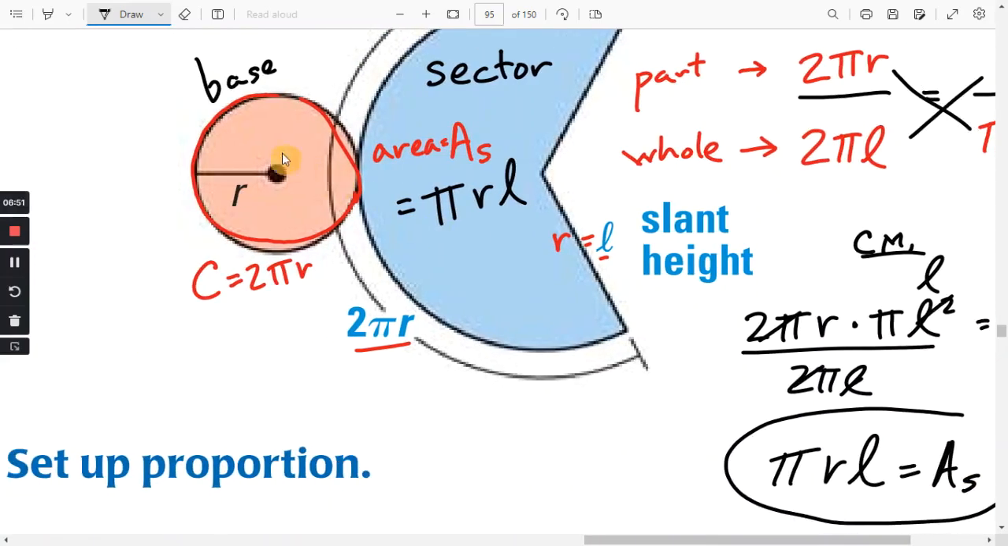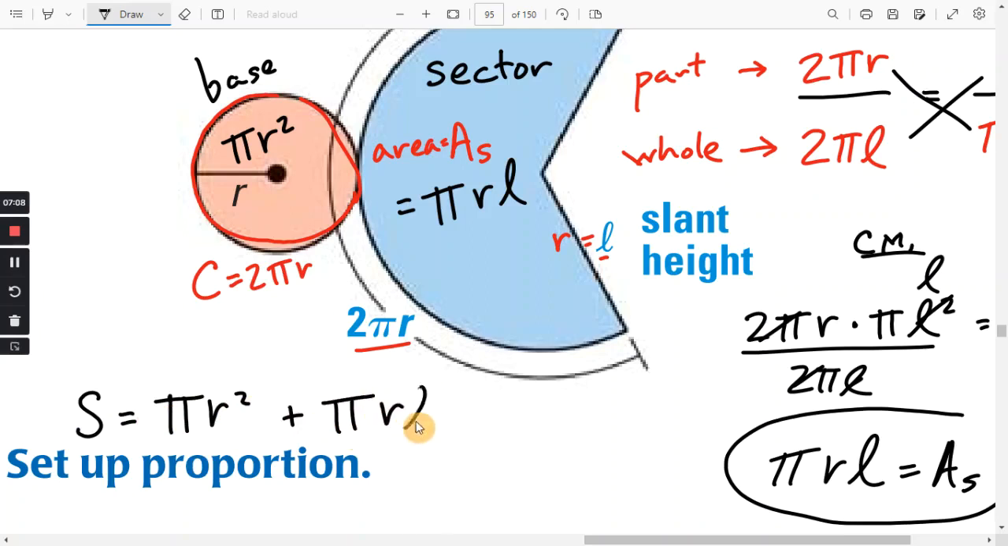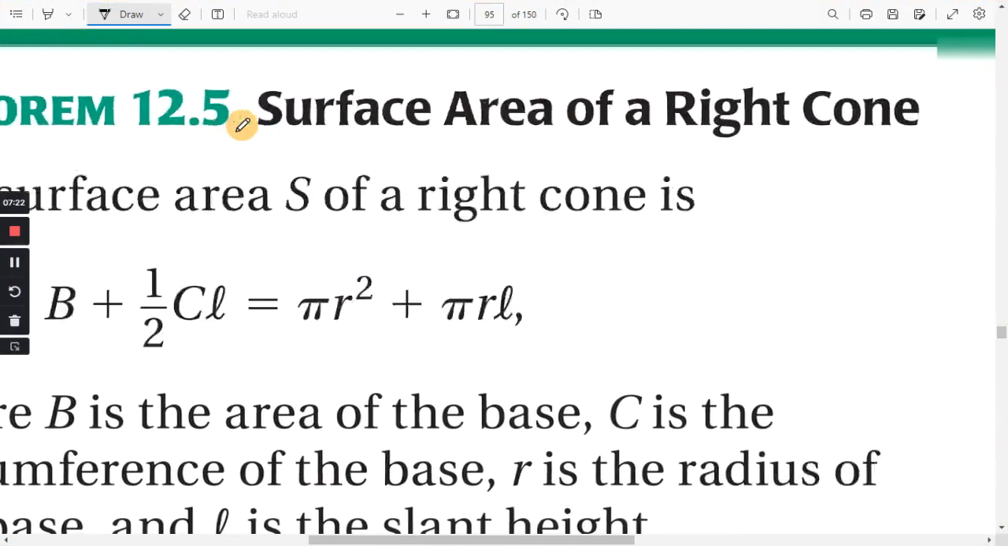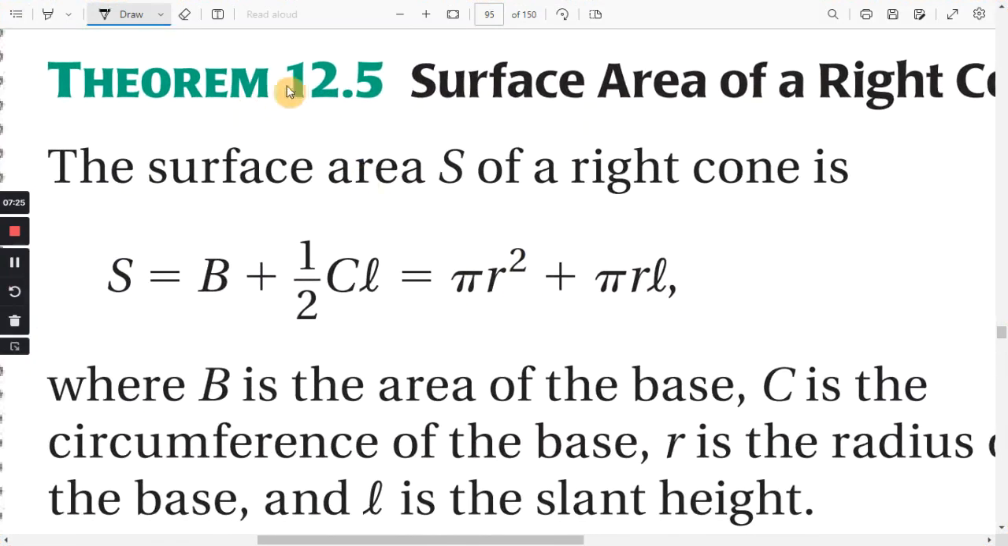Okay, and we know the area of the circle base is pi r squared. So now we're in business. The surface area is going to be pi r squared plus pi RL. And that right there is the surface area for a cone. So that's what they say here, surface area of a right cone. Surface area is B plus 1/2 CL, then that equals pi r squared plus pi RL.